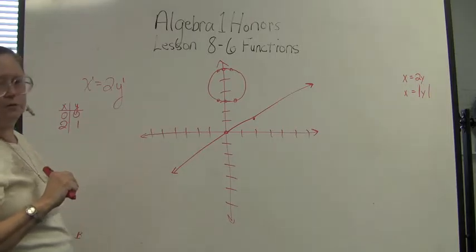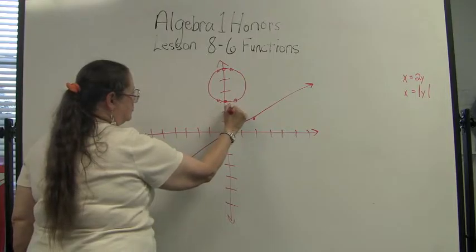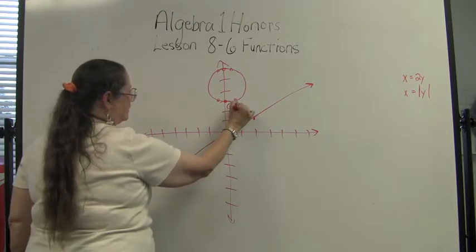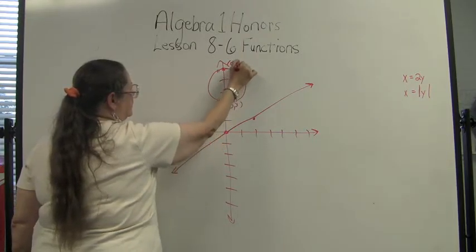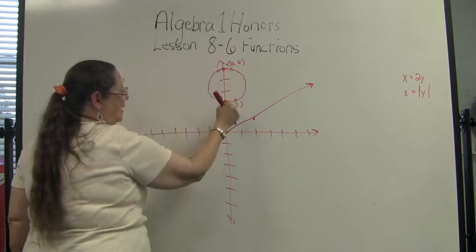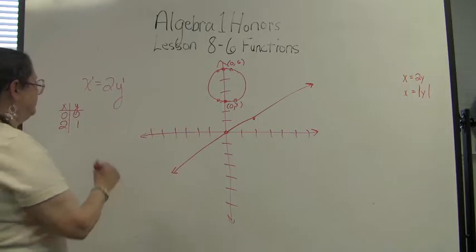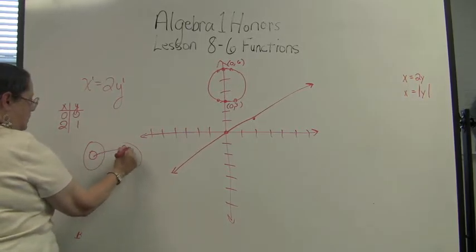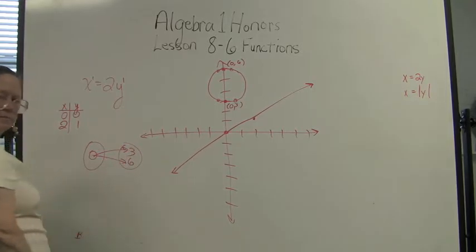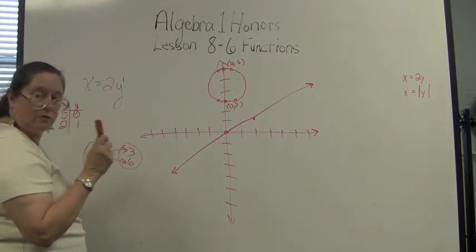And the reason that flunks the function test is because my x value here is 0, 3. And my x value here, or my point, is 0, 6. So I have the same x, the same domain, with 2 different y values. It'd be like in my original picture, like I had 0 here, and it mapped to 3, and it mapped to 6. Okay?